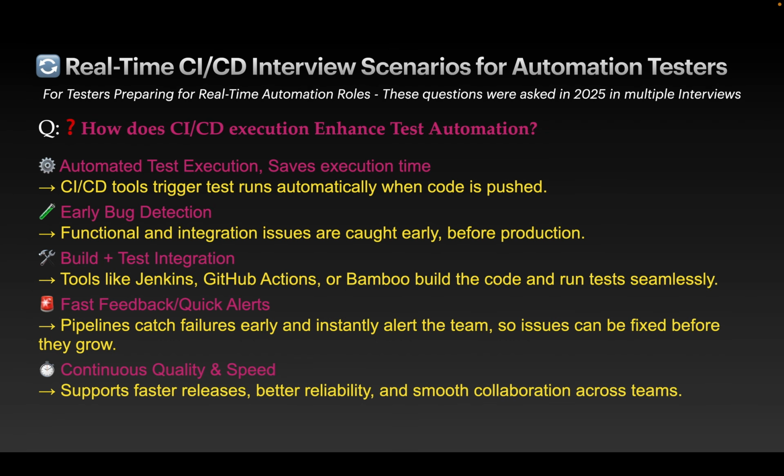Also, the CI pipeline provides faster feedback and quick alerts. Whenever a build is failing, you might get an email saying your build failed and this is the cause of the issue. So we'll immediately take a look, debug and fix that issue. These are some of the major advantages, and this is how CI/CD execution enhances test automation. It's way faster than local execution.